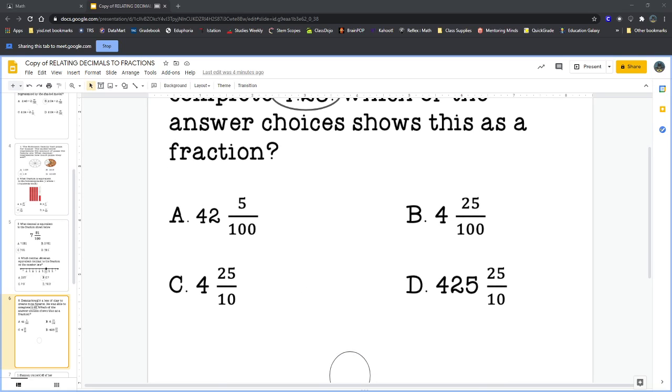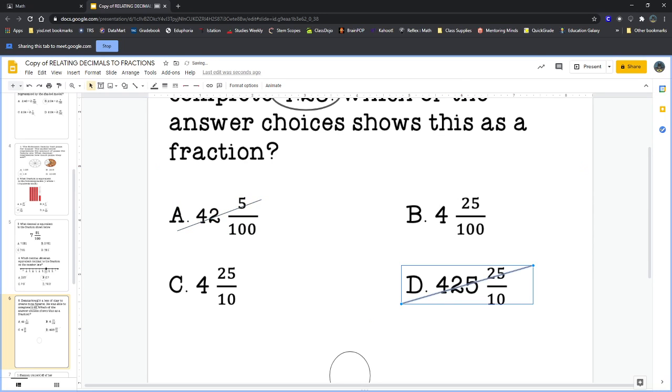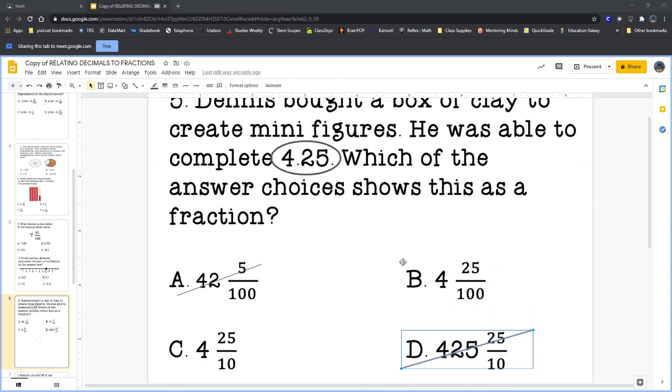Violet, can you see any answer choices I can get rid of because they don't have a 4 in front of the fraction? A and D. Okay, so I'm going to get rid of A because it has 42. I'm going to get rid of D because it has 425. That leaves me with 2 answer choices left. If the number in front of the decimal goes in front of the fraction, the number behind the decimal goes on top of the fraction.